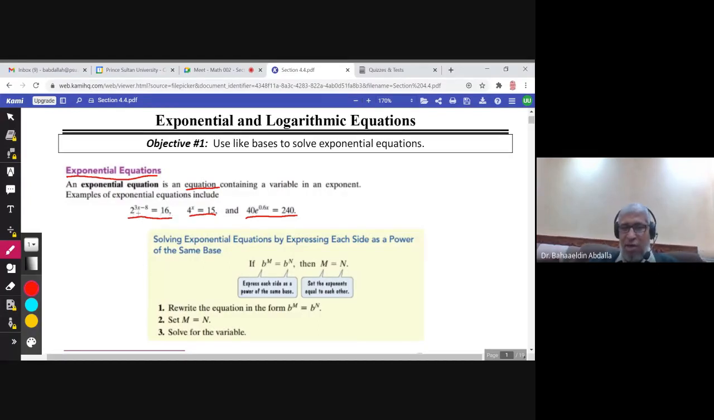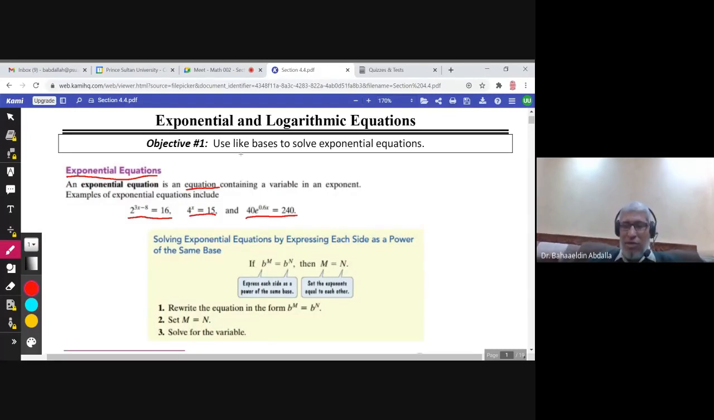And you can try, for example, 1. If you put x equals 1 and use the calculator, then 3 minus 8, negative 5. Is 2 to the power negative 5 equals 16? No. So 1 is not a solution of this equation. So we need to find the solutions. Okay, there must be a method to find the solutions.